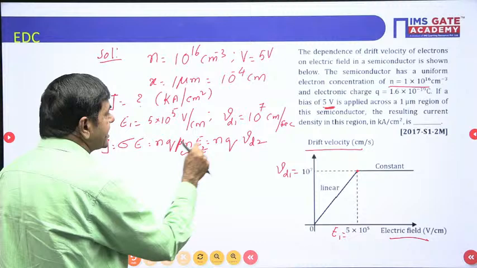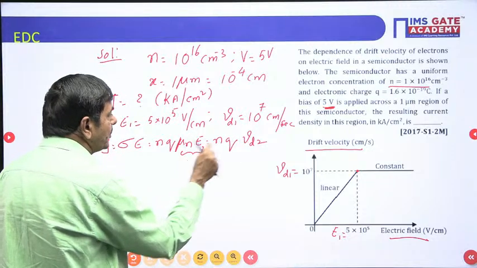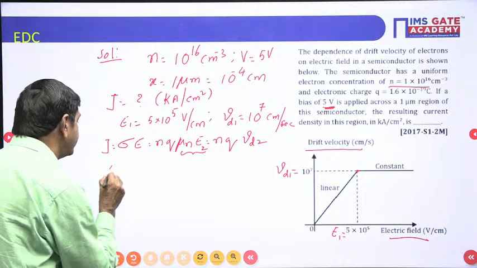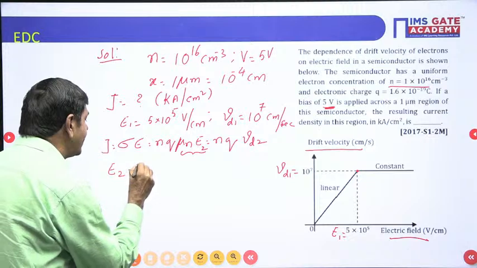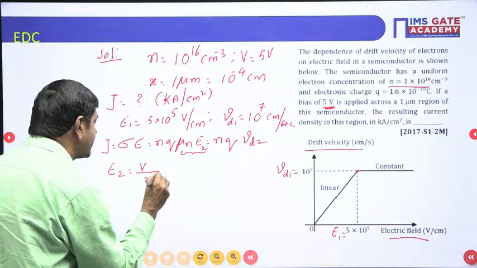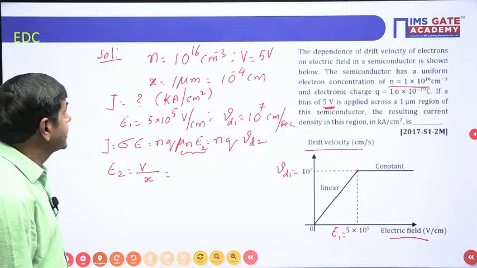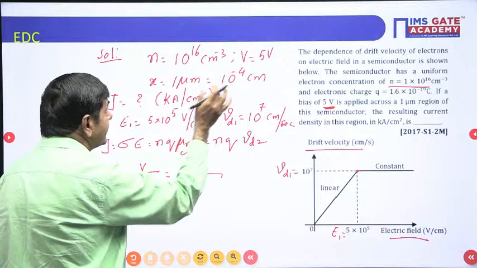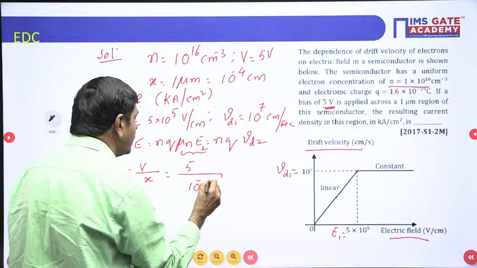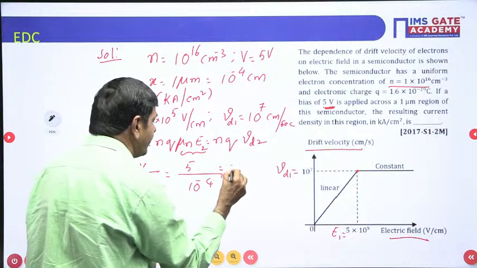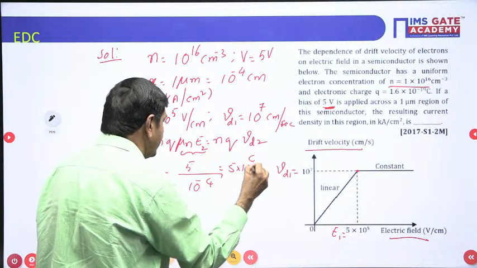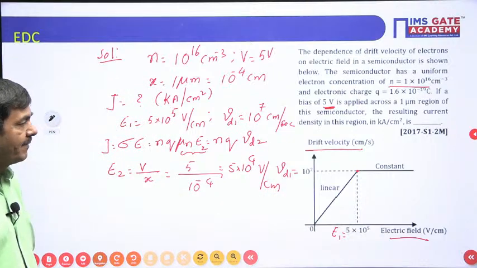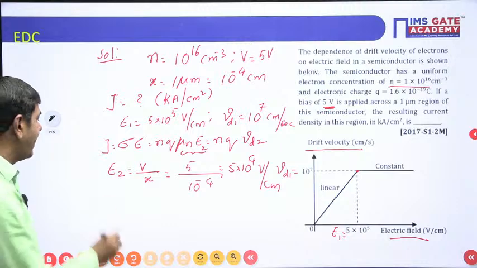The relation between VD2 and intensity E2 is given here. First of all, what is E2? I want to find it. Electric field intensity is nothing but voltage by distance. Voltage is given as 5 volts, connected across the semiconductor of length 10 power minus 4. This is nothing but 5 into 10 power 4 volts per centimeter.